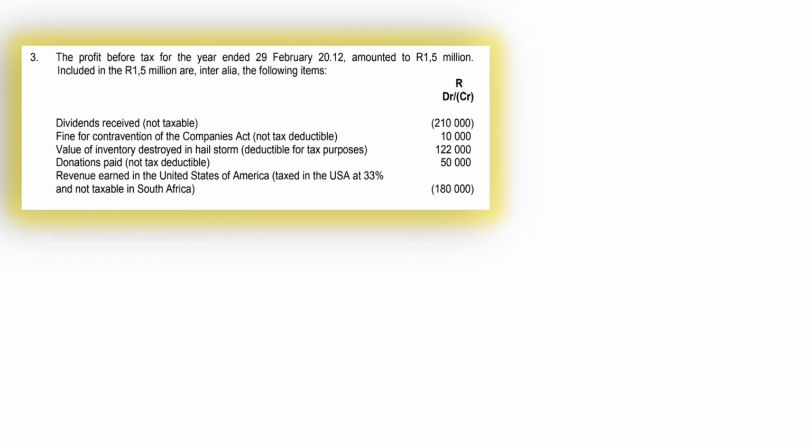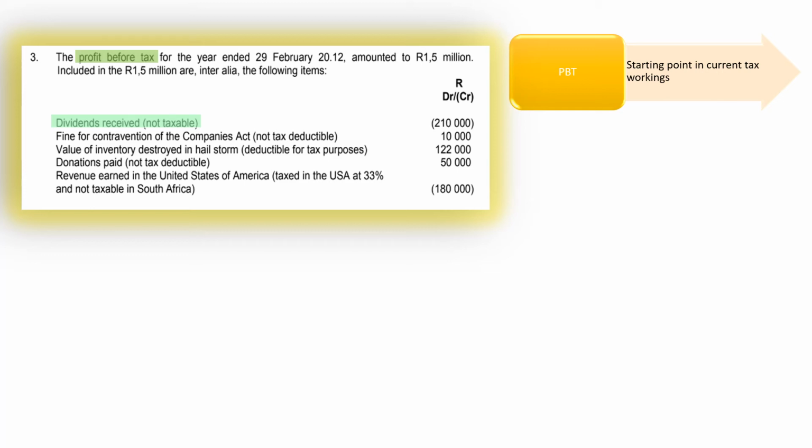The profit before tax for the year ended 29 Feb amounted to 1.5 million. So as always, profit before tax is always your starting point in current tax workings. Included in the 1.5 million are, inter alia, the following items: dividends received, not taxable, 210,000. So what we're going to do over here is highlight our dividends received in light green because that is a permanent difference.